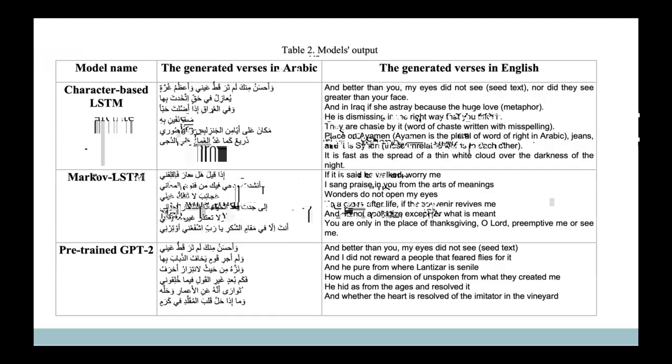So this is a sample of the models' output. For the character-based LSTM model, there are some new words that are not in the Arabic language. For Markov and GPT-2, their poems do not have new words, but there is a lack in grammar, meaning, and other criteria.